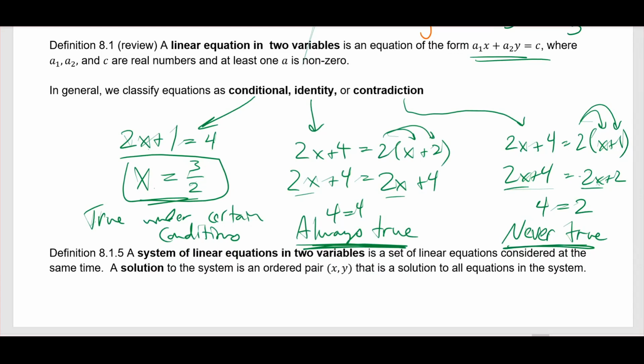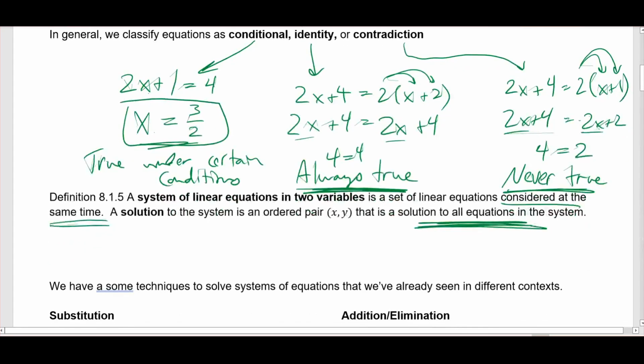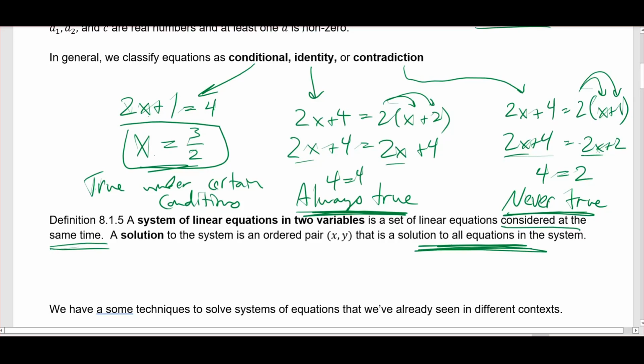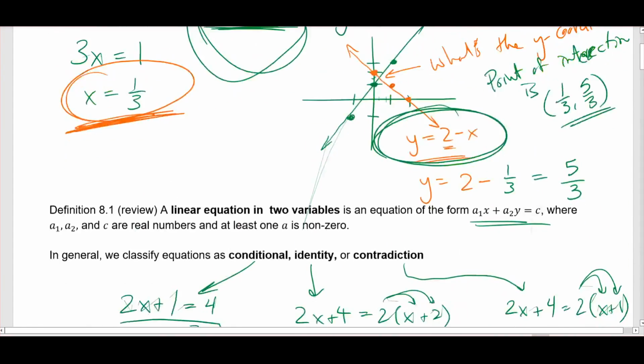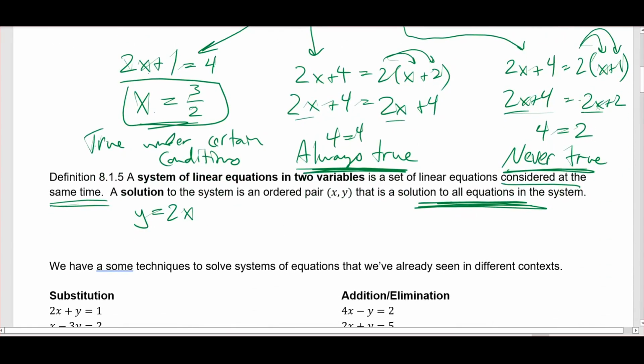So a system of linear equations in two variables, we've got a set of linear equations that we're going to consider at the same time. So solutions to systems have to be ordered pairs that are solutions to all of the equations in the system. So yeah, an example would be what we had above, right? We had y equal 2 minus x and 2x plus 1, and we had y equal x minus 2. Or was it 2?